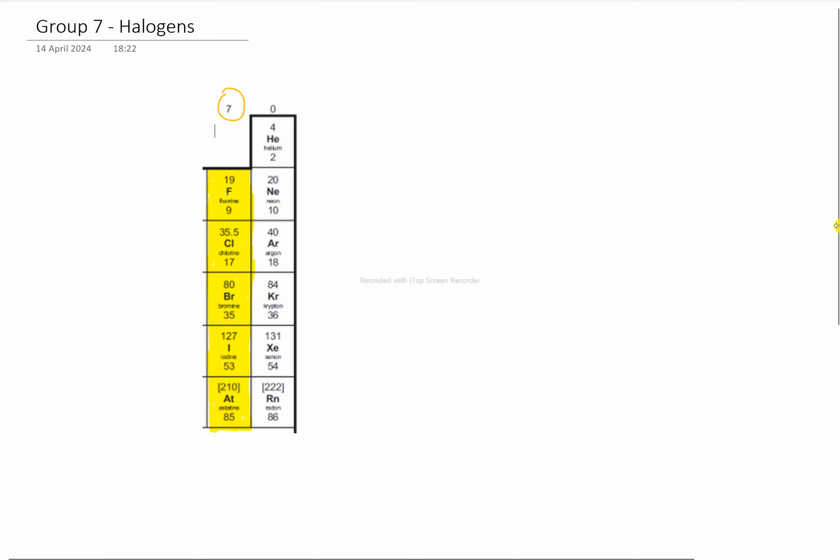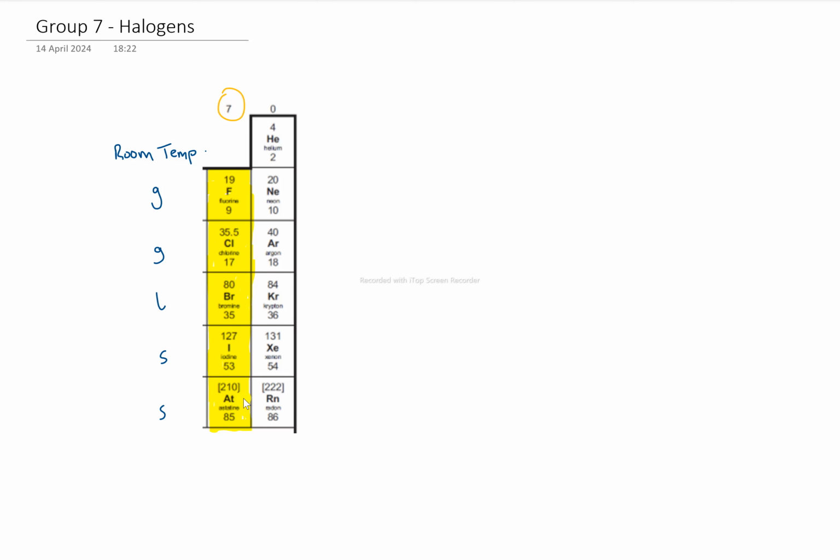Fluorine, chlorine, bromine, iodine, and astatine. Right, you've got to know a few things. We can say at room temperature, fluorine's a gas, then liquid, solid, solid. Let's quickly go through the colors.